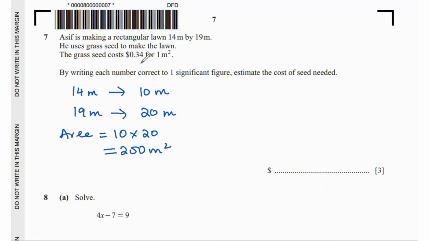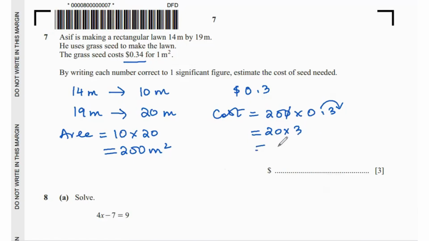Now the grass seed costs $0.34. So if you round 0.34 correct to one decimal place, that's going to be 0.3. So we have to figure out the cost. So that's going to be 200 times 0.3. If you move the decimal one place to the right, we cancel out a 0 over here. So that's going to be 20 times 3, and that's $60. That is your estimate cost of the seed needed.